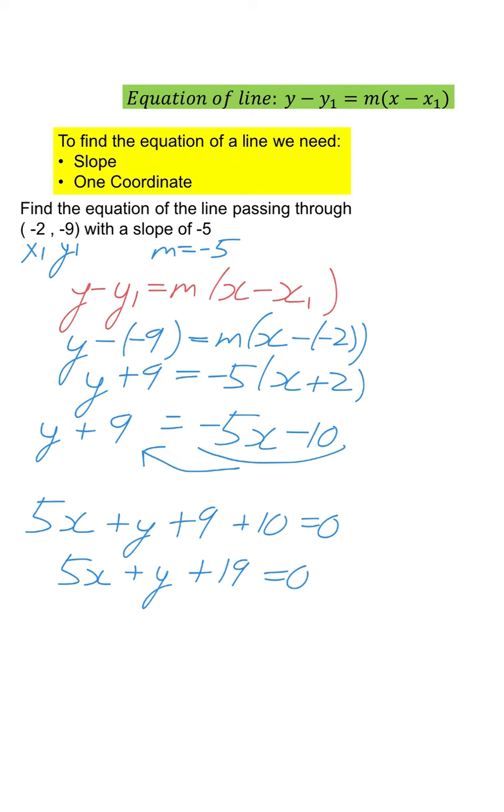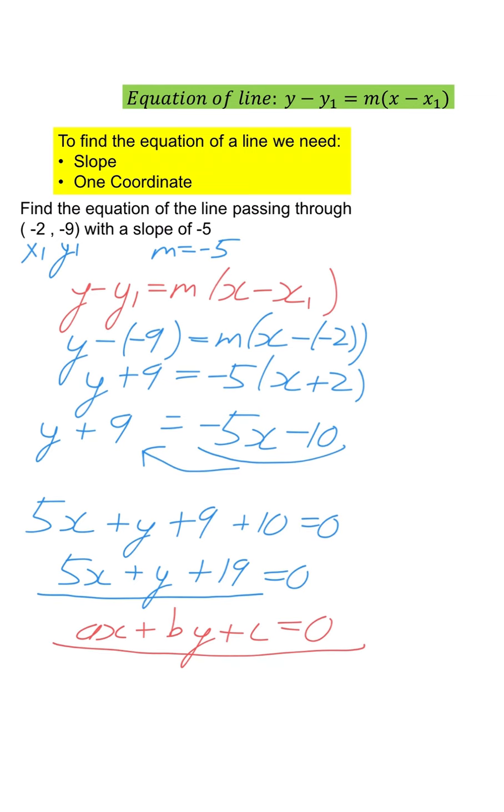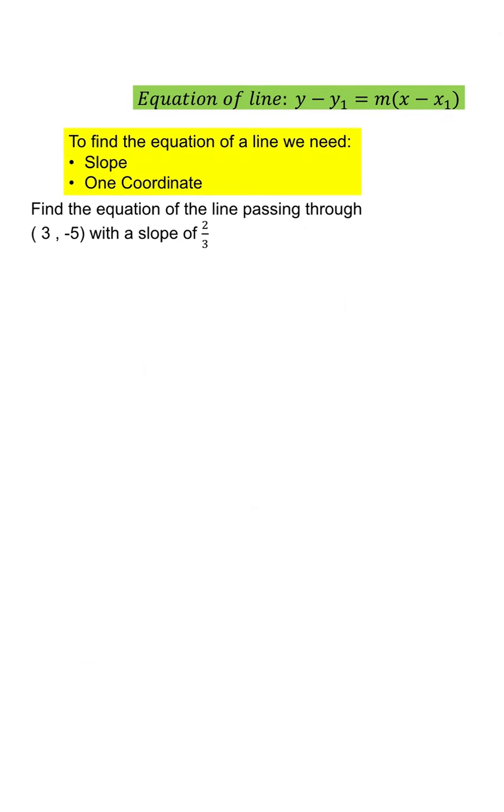The reason it's always as an x, y, and then a number is because questions will often say to give your answer in the form of ax plus by plus c equal to 0. So when it asks to have it in this form, you always want your x to be positive. So then rearrange it to make sure that your x is positive. Okay, we'll do one more.